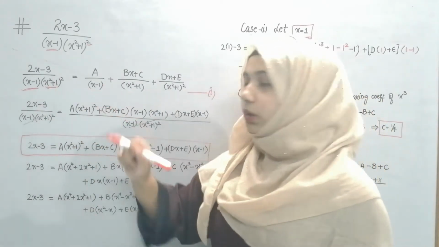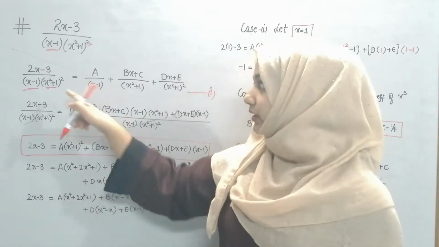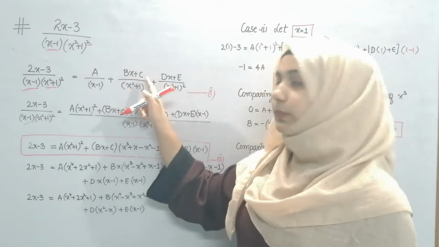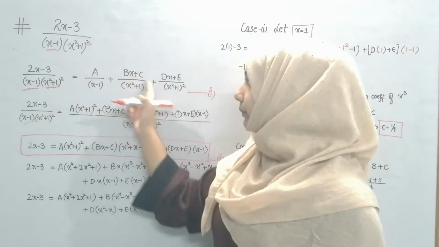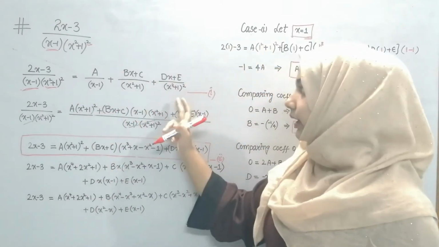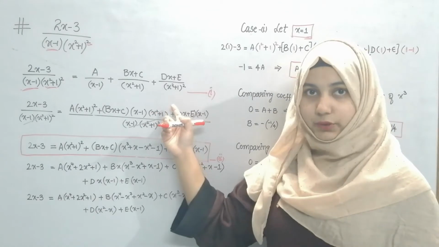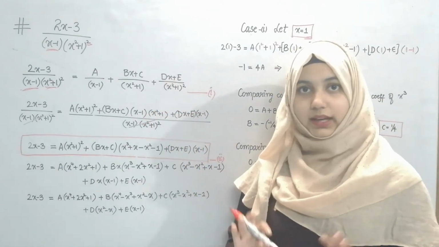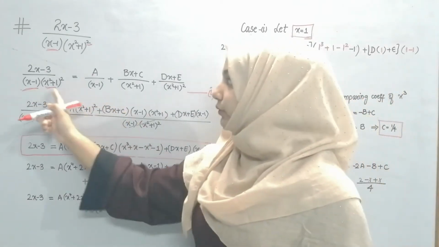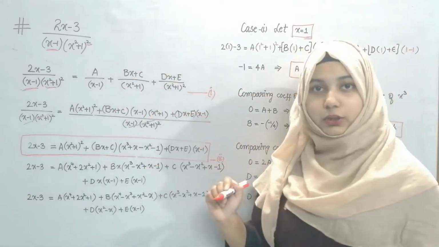Now, the second one is a quadratic factor. We saw in type 3 that for a quadratic factor I'll have Bx plus C by x square plus 1, done. Now, because it is repeating two times, I'll have one more partial fraction for this, that is (Dx plus E) by (x square plus 1) whole square. For these two factors, I'll have three different partial fractions. Let this be my equation 1.